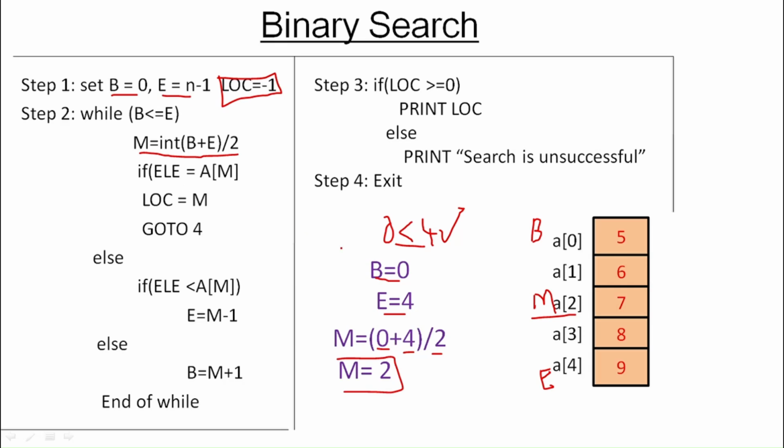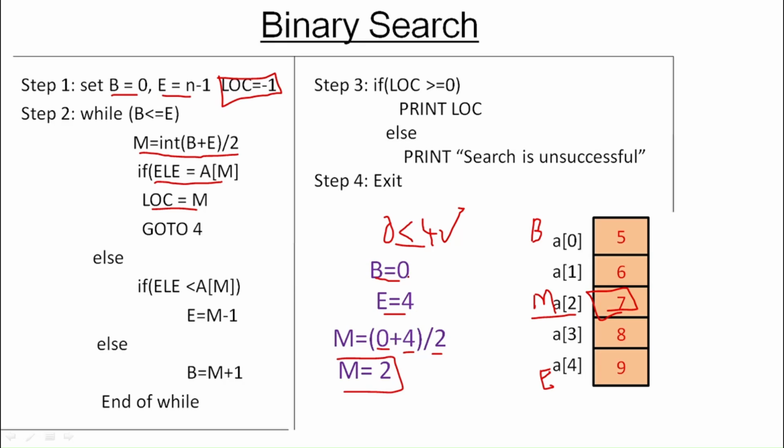And suppose my search element matches with the middle element, then this statement will be satisfied. If le is equal to a of m, suppose my search element is 7, I wanted to search this 7, and this element matches with a of m. A of m, what is a of m? That is a of 2. Then location is equal to m. Then automatically the location stores the address of m. What is the address of m? 2, that is a of 2.